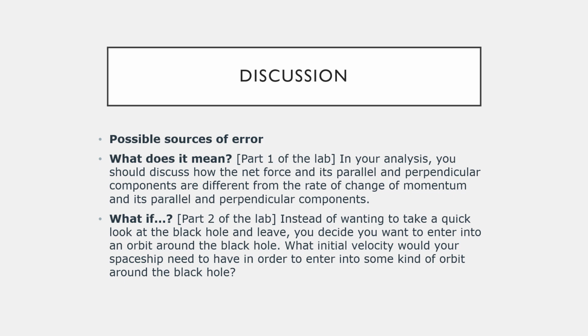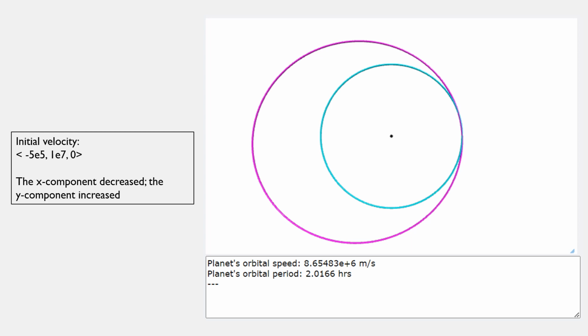And then for the what if question, we were asked to find the initial velocity that would put the spaceship into orbit of the black hole. I found, again through trial and error, that the x component needed to decrease and the y component needed to increase. So I got the x component to be negative 5 times 10^5 meters per second, and the y component to be 1 times 10^7 meters per second. And that allowed the ship to go into orbit of the black hole.